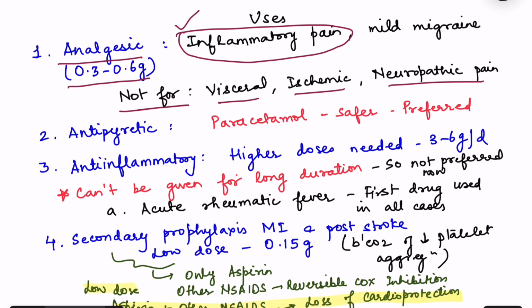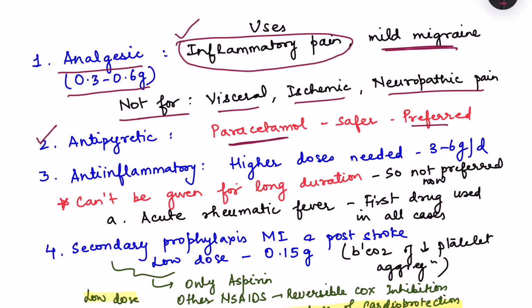And this aspirin is also used for mild migraine, that we have seen in our migraine video, that for mild migraine, aspirin and even other NSAIDs can be used. Other NSAIDs can also be used for moderate migraine. Then it can be used as antipyretic. We know the mechanism of action, how it will act, but because paracetamol is safer, it is preferred. Plus, paracetamol can be given in children as well. Aspirin is contraindicated in children less than 12 years of age. Okay, so in children it is not used.